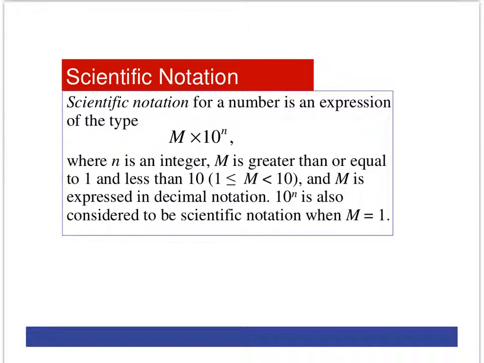Alright, scientific notation is where this gets a little confusing. So let's think about the rules. Scientific notation for a number is an expression of capital M times 10 raised to some integer n. Here's the trick. Where n is an integer, M is greater than or equal to 1. So the number that is hanging out, this big number right here, M is greater than or equal to 1. Okay? And then the integer n, we're going to talk about that one too.